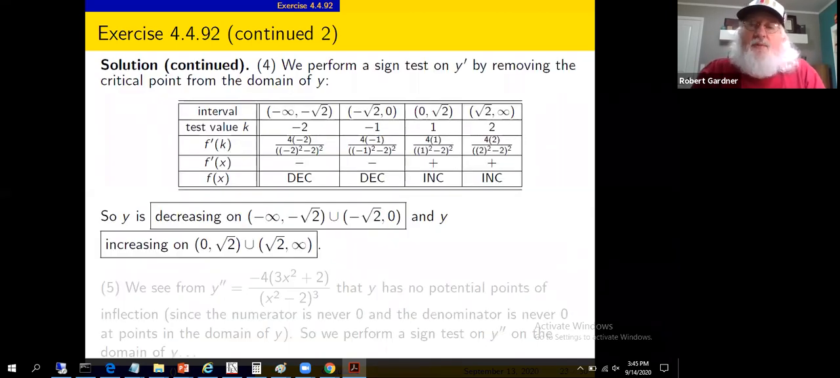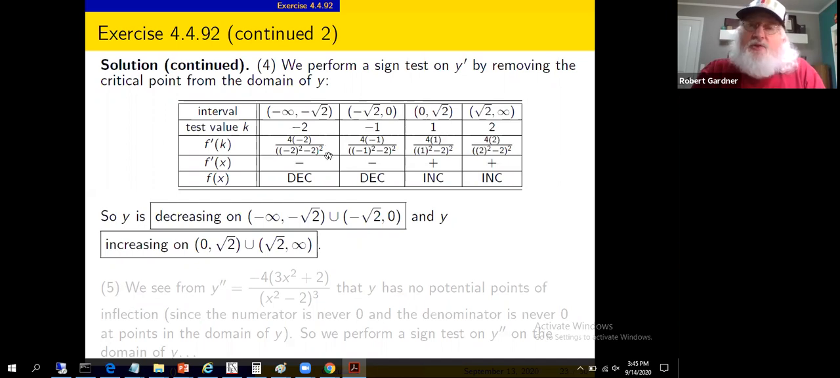Increasing, decreasing information. Okay, here's the domain with that critical point of 0 removed. I'll take test values from each of those intervals, nice little numbers. I'll plug those test values into the derivative, and out will come positives or negatives as given. The denominator of the derivative involves the squaring.